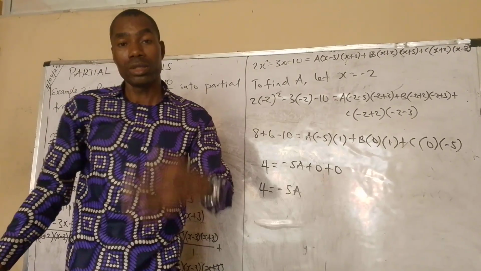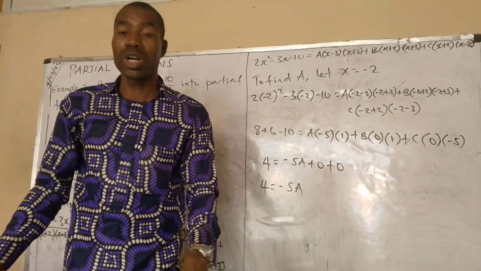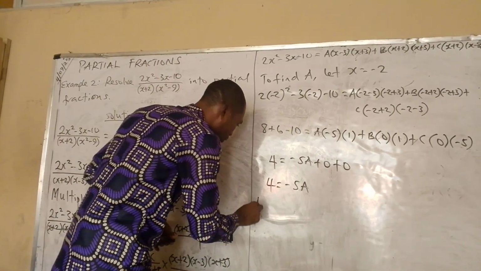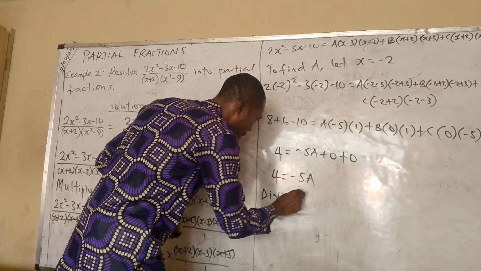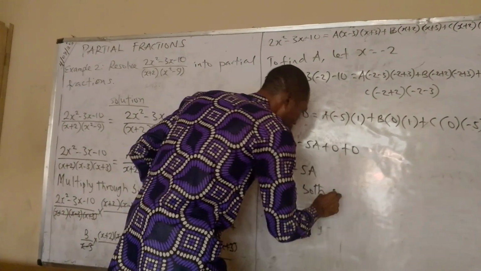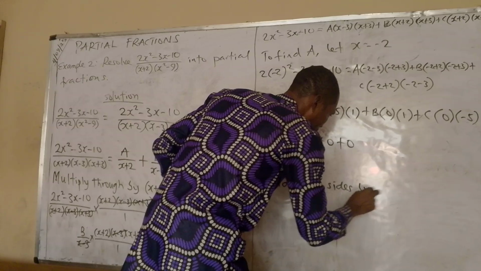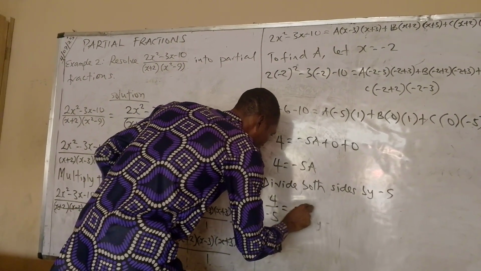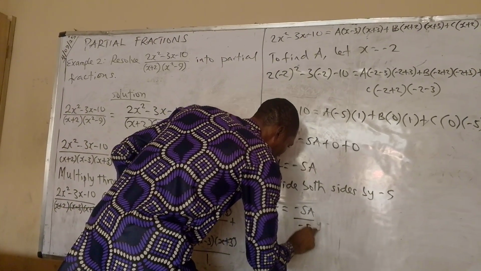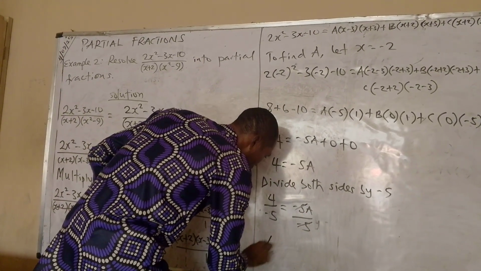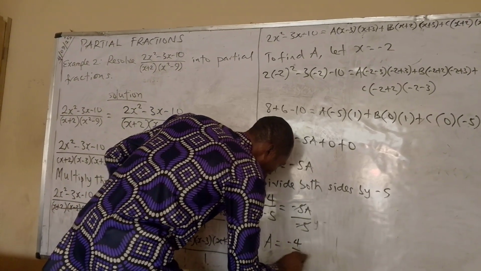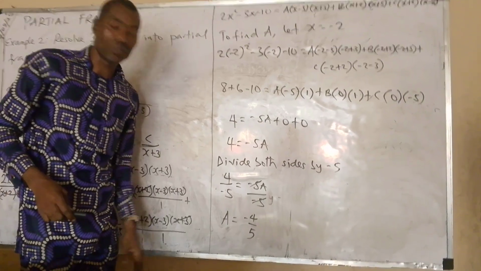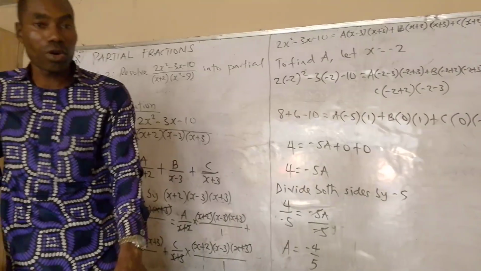Yes. How? Dividing both sides by the coefficient of a, which is what? Minus 5. Divide both sides by this minus 5. Now we give it 4 over minus 5, divide both sides by minus 5, equals minus 5a over minus 5. Minus 5 cancels minus 5, leaving only a, that will give us minus 4 over 5. Because plus divided by minus is minus. 4 over 5. This is the value of our a, minus 4 over 5.